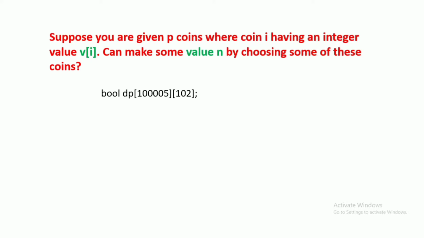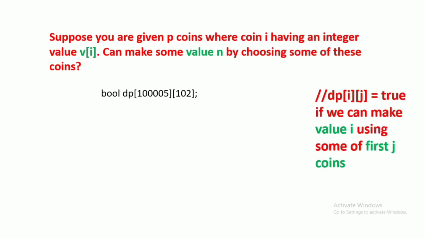We will keep a 2D boolean array. Here dp[i][j] will be true if we can make value i using some of the first j coins, each one exactly once. Initially dp[0][0] is true because 0 value requires no coin and it is always possible. The maximum value we can make is by taking all the coins and summing them up.